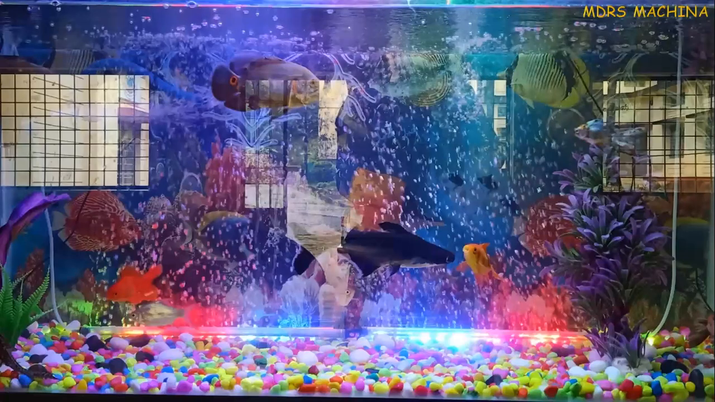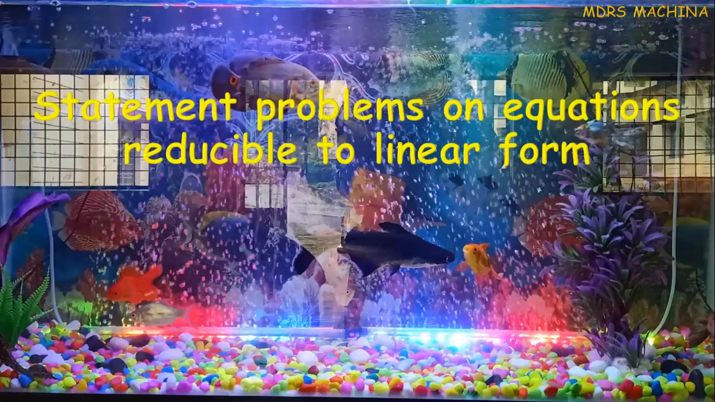Dear students, let us learn to solve some statement problems on equations reducible to linear form.